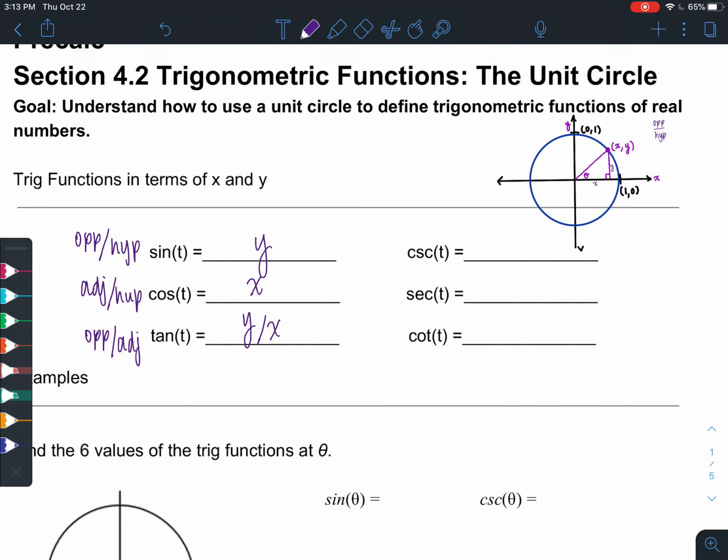Okay, and then cosecant is 1 over sine, so cosecant is 1 over y. Secant is 1 over x, and cotangent is x over y.